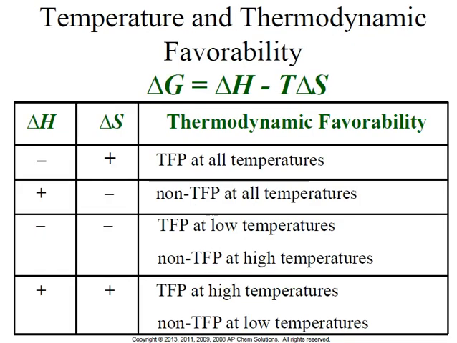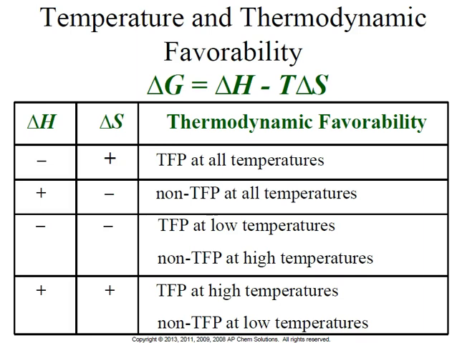Here's a table to summarize the favorability of a reaction. If your delta H is negative, which means it's exothermic, and your delta S is positive, which means the entropy of the system increases, that process will be favorable no matter the temperature. The opposite is true. If you have an endothermic reaction where the entropy of the system decreases, like in the second row, those processes are never favorable, no matter the temperature.